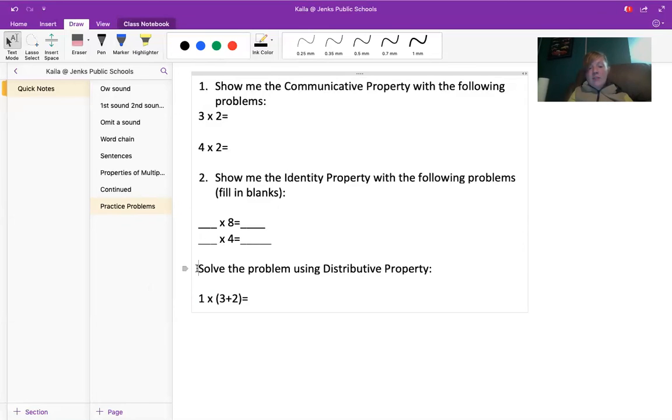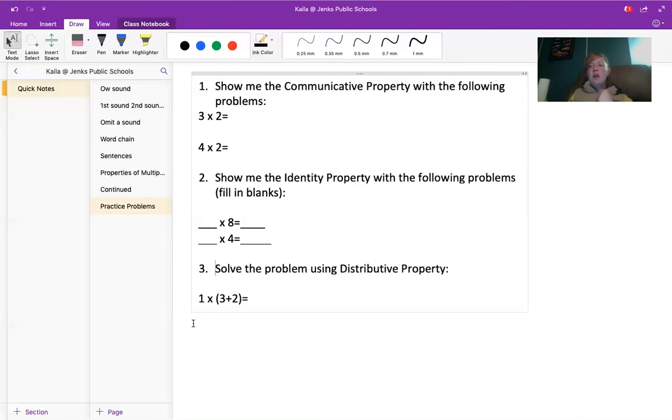And then the last one, number 3, solve the problem using the distributive property. So remember, it's 1 times, then you have a group that says 3 plus 2. Remember, your first step is to distribute that 1 into the 2 different numbers. And then you come over and you make 2 new groups with 1 times and then 1 times. After you've solved the 2 groups, multiplying in the 2 groups, then you add them together.